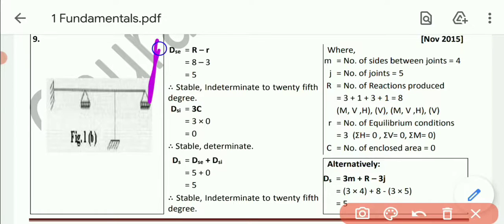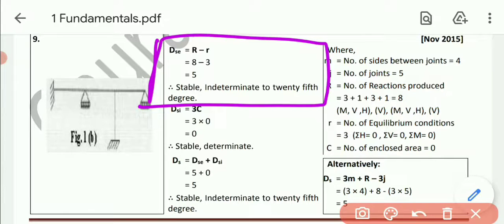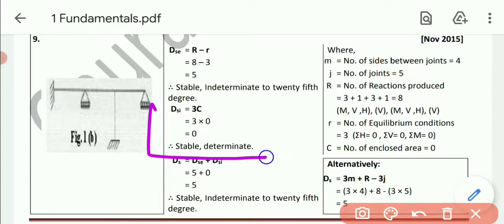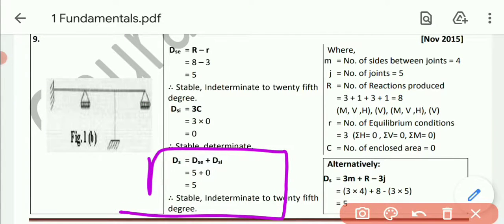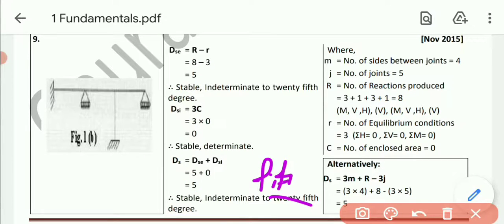So finally DSE is capital R minus small r, capital R 8, small r 3, 8 minus 3, answer comes 5. Okay, so stable and indeterminate to 5th degree. DSI is 3 times C, as C is 0, so 3 times 0, that is 0, so stable and determinate. Finally DS is DSE plus DSI, 5 plus 0, so ultimately 5, stable and indeterminate to 5th degree. Okay, over here one correction: this one is 5th degree.